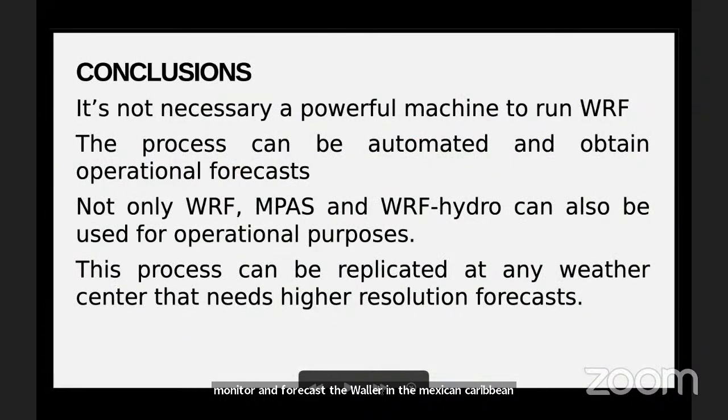In conclusion, it's not necessary to have a powerful machine to run Dwarf. The process can be automated and obtain operational forecasts. Not only Dwarf, MPAS and Dwarf Hydro can also be used for operational purposes. And this process can be replicated at any weather center that needs higher resolution forecasts. And next, please.